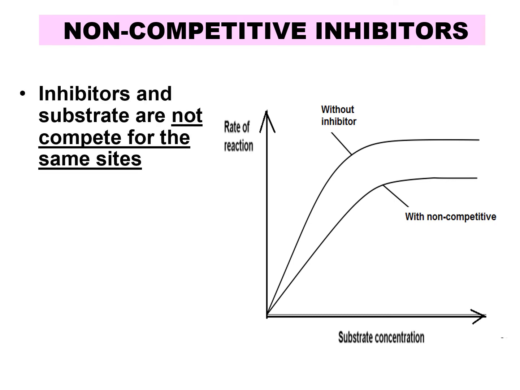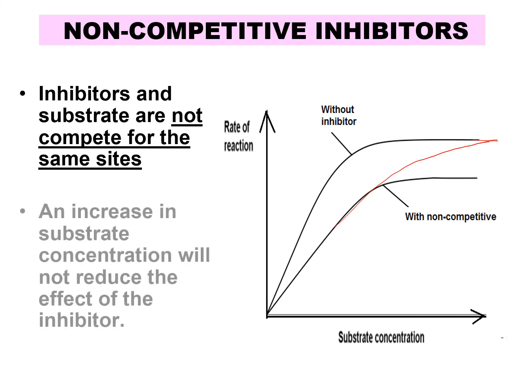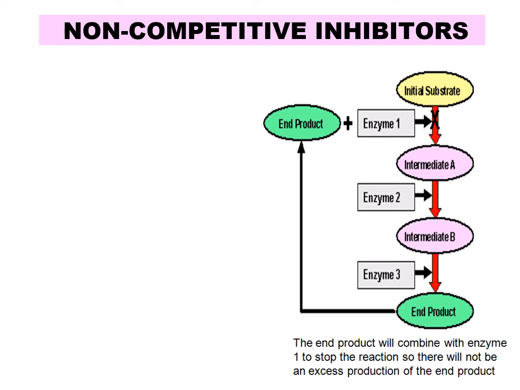The graph shows the non-competitive inhibitor will not reach the same amount of product at the end of the reaction because the enzyme has been changed. So the non-competitive inhibitor will reduce the rate of reaction and also the end product of the reaction. An increase in substrate concentration will not reduce the effect of the non-competitive inhibitor.